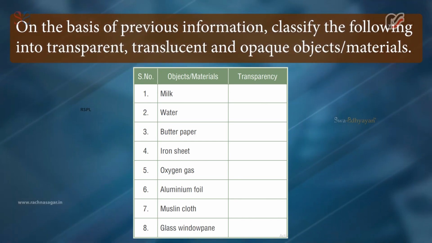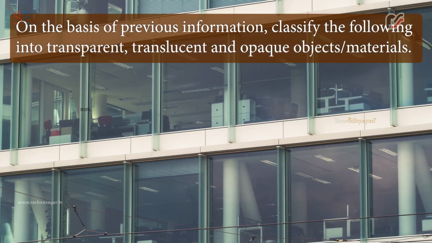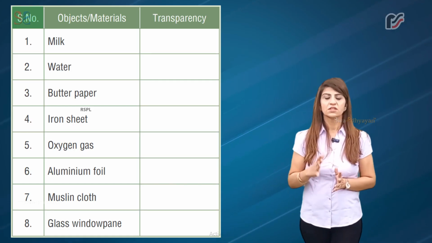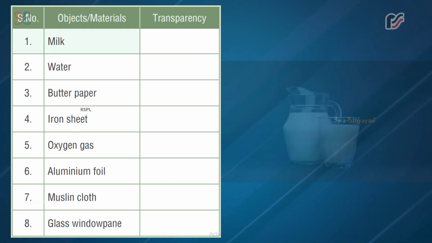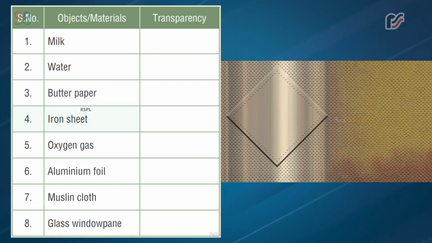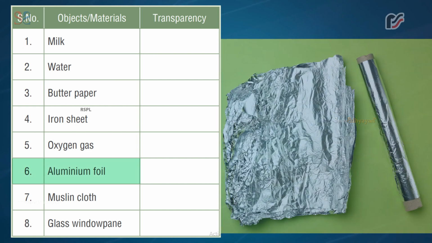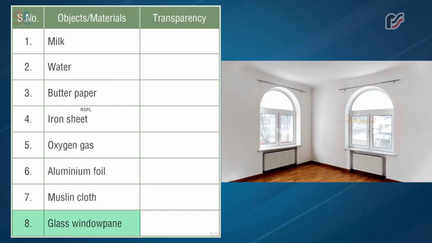Activity 10. On the basis of previous information, classify the following into transparent, translucent, and opaque objects or materials. Serial number, objects or materials, transparency. Number 1, milk. Number 2, water. Number 3, butter paper. Number 4, iron sheet. Number 5, oxygen gas. Number 6, aluminium foil. Number 7, muslin cloth. Number 8, glass window pane.